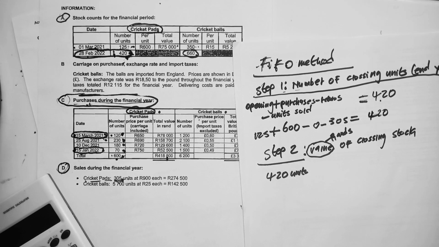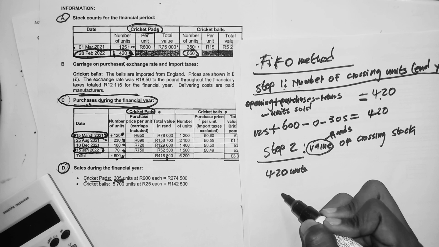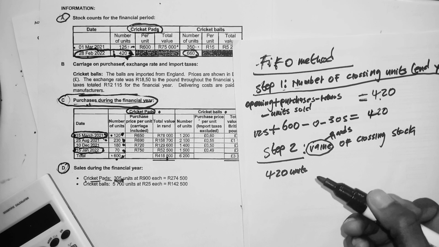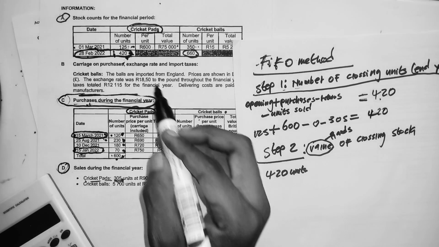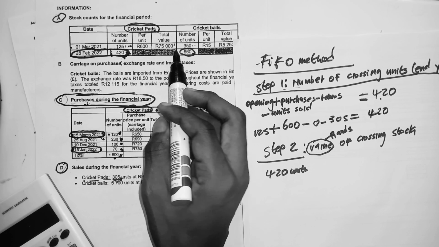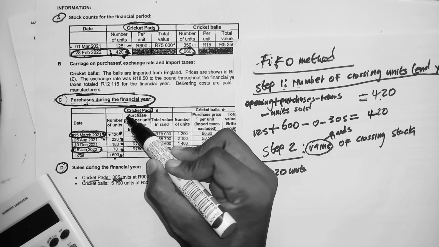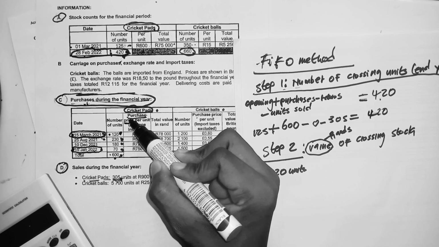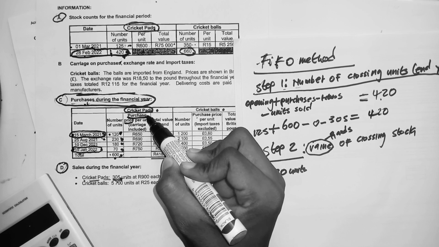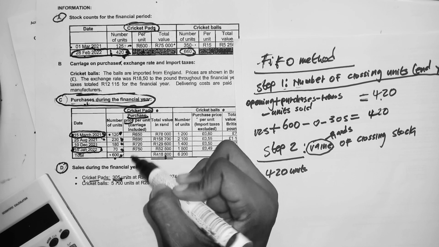And how many units do we have remaining? We have 420 units of stock remaining. Where do these units belong? Because they don't have a price. Even if you check here, this 420 does not have a price. And when you check the purchase price here, that's exactly what I'm doing. It's what you are supposed to do on your paper.